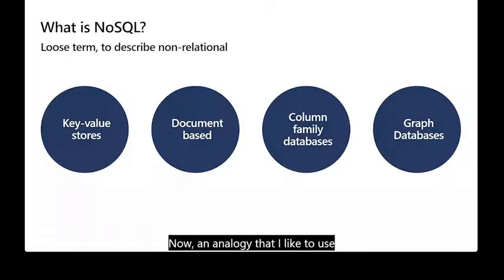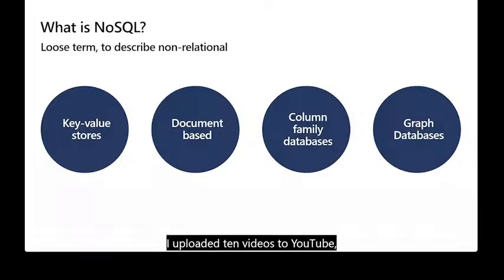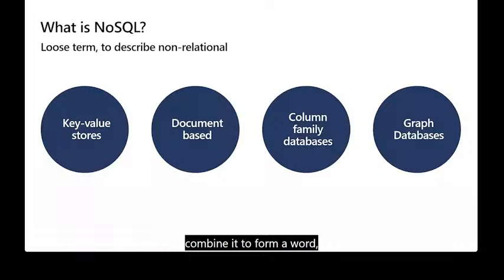Now, an analogy that I like to use to explain column family databases a little bit more is, let's imagine I held a virtual video treasure hunt through YouTube. I uploaded 10 videos to YouTube. Each video is 10 minutes in length. And I tell you that I have hidden a secret letter inside each of these videos. Now, if you were able to find each letter and combine them to form a word, then the secret word is actually the location to the prize for the treasure hunt.